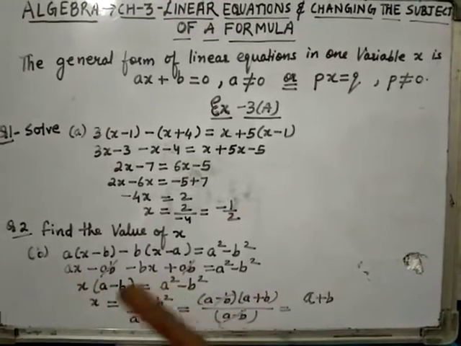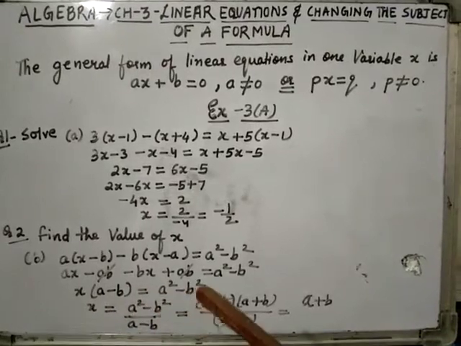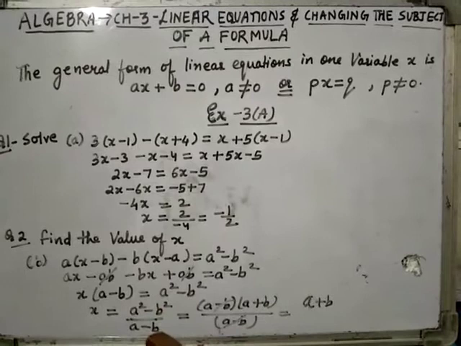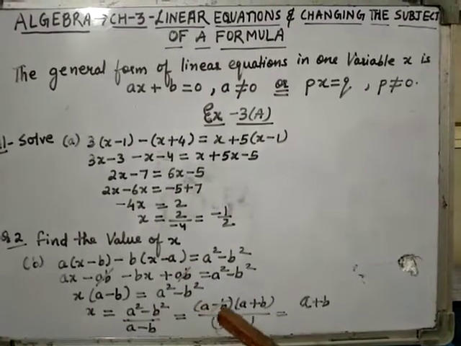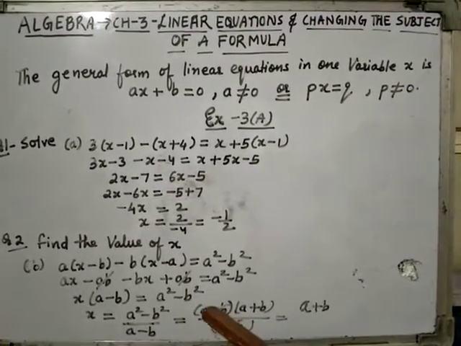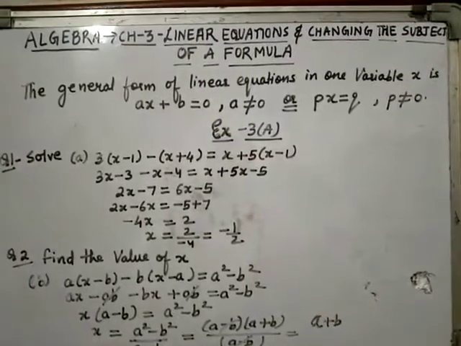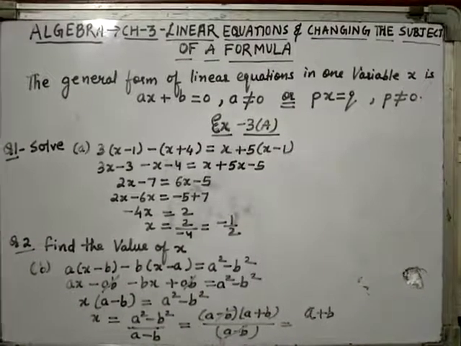From ax minus bx we have taken x common. So a minus b in bracket equal to a square minus b square. So x is equal to a square minus b square upon a minus b, which is written in the form of a minus b into a plus b upon a minus b. A minus b is cancelled, only a plus b is left. So a plus b is the answer. Understood students? Now we see the next question.